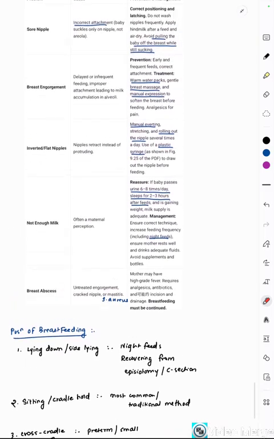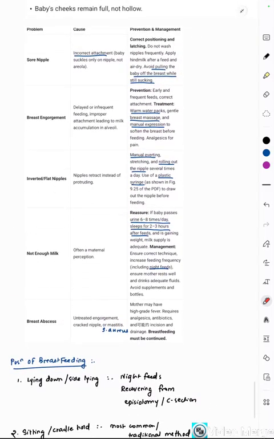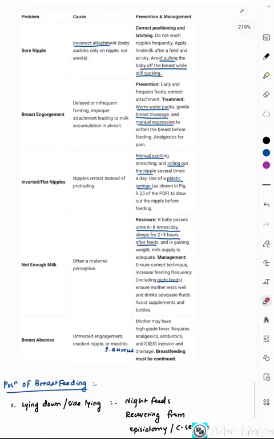Then there are certain problems which are seen during breastfeeding. So the first and the most common is the sore nipple. Sore nipple is caused because of incorrect attachment, and the management for this is proper training to the mother about breastfeeding, and avoid pulling the baby off the breast while still suckling.